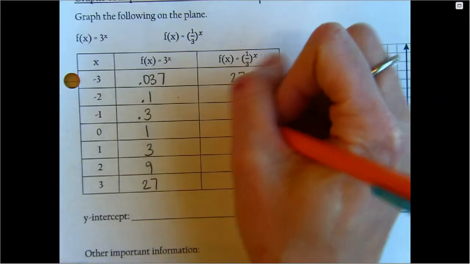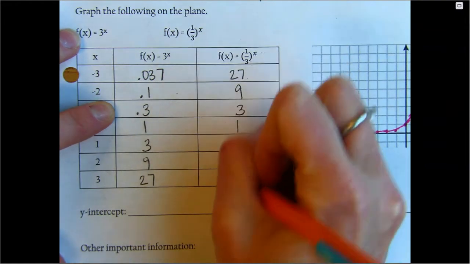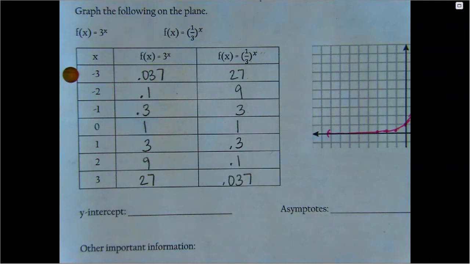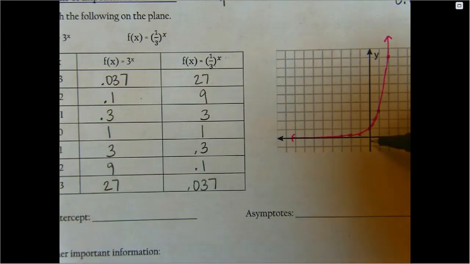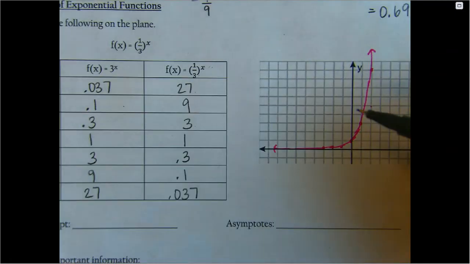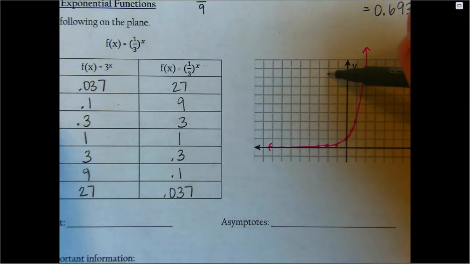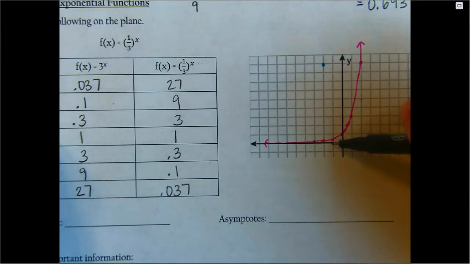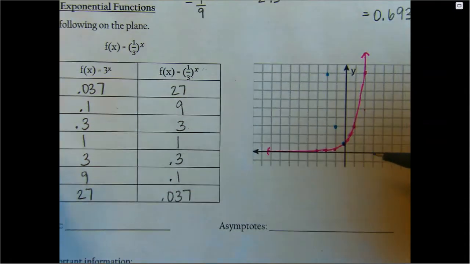So I'm just going to work backwards here. And then that would be 0.3, 0.1, 0.037. So now when I graph that function, when x is -3, y is going to be all the way up here at 27. So I can't quite get there. When x is -2, y is 9. When x is -1, y is 3. I have the same y-intercept.